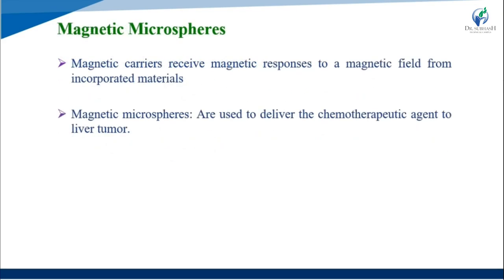Now we study the magnetic microsphere. A magnetic carrier gives a magnetic response to a magnetic field from the incorporated materials. Magnetic microspheres are used to deliver chemotherapeutic agents to liver tumors. Mainly this process is used in liver tumor treatment, with chemotherapeutic agents. So the magnetic carrier device responds to the magnetic field.